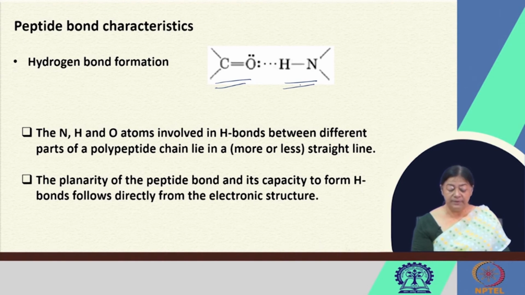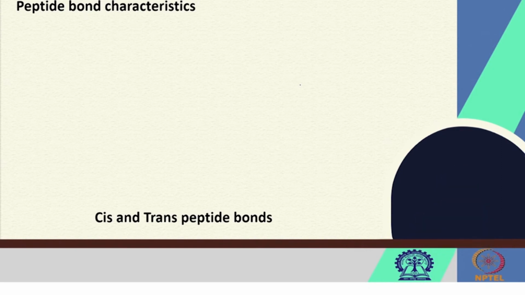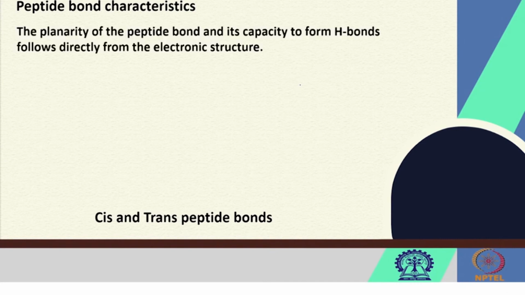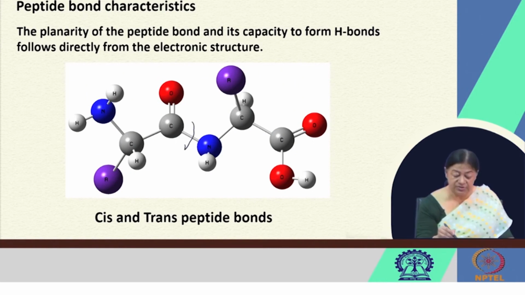The planarity of the peptide bond and its capacity to form hydrogen bonds follows directly from the electronic structure that we just discussed. Another very important characteristic of the peptide bond is its geometry, in terms of the rotation about the single bond that we just saw. The planarity of the peptide bond has the capacity to form hydrogen bonds. Now, this is where we have restricted rotation, this being our peptide bond. Now, let us look at the orientation of the R group.